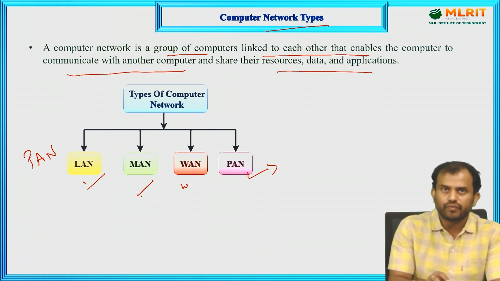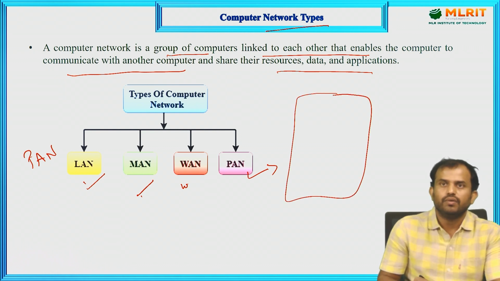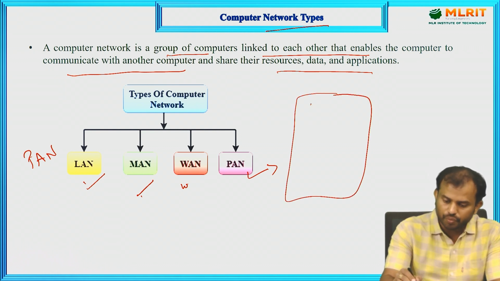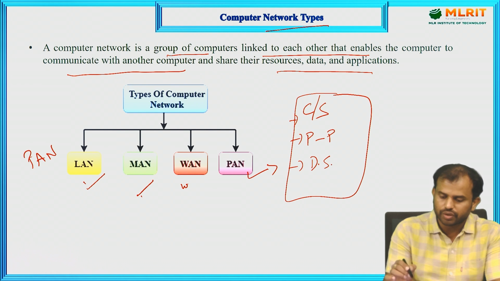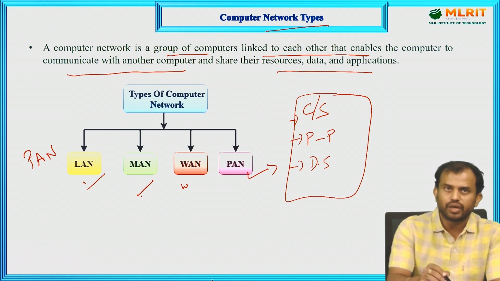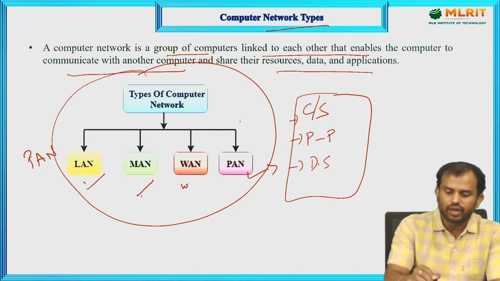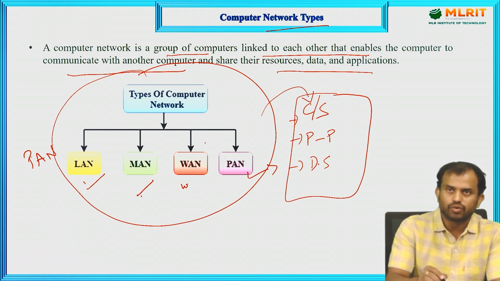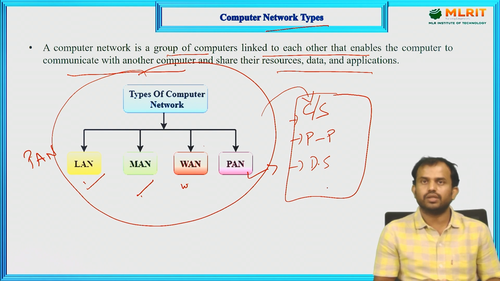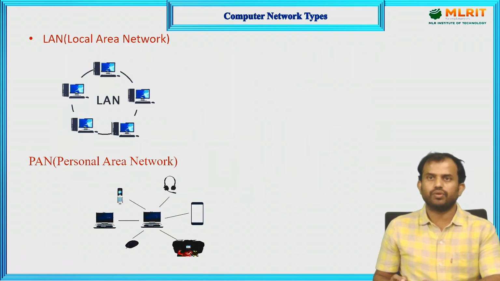With the help of these networks, once we establish a stronger network architecture, we can provide the client and server model, the peer-to-peer connection model, and the distributed system model. So once we are able to establish these types of network architecture, only then can we establish these models. Is it clear? This we call network types and this we call network models. Here we focus on these one by one.